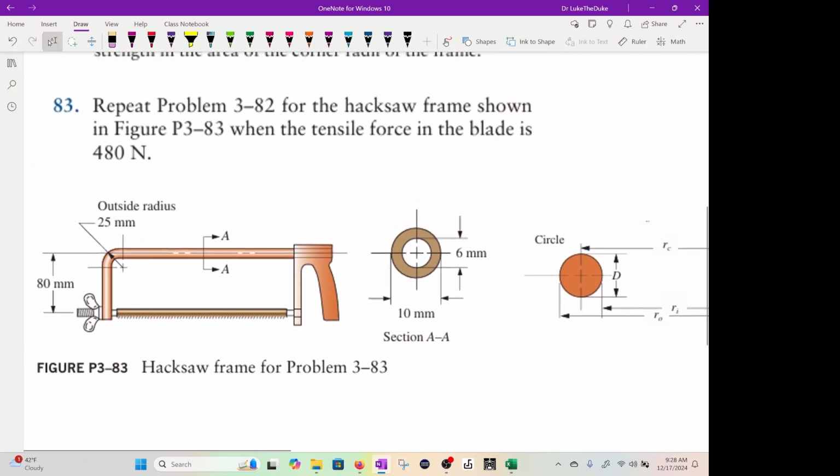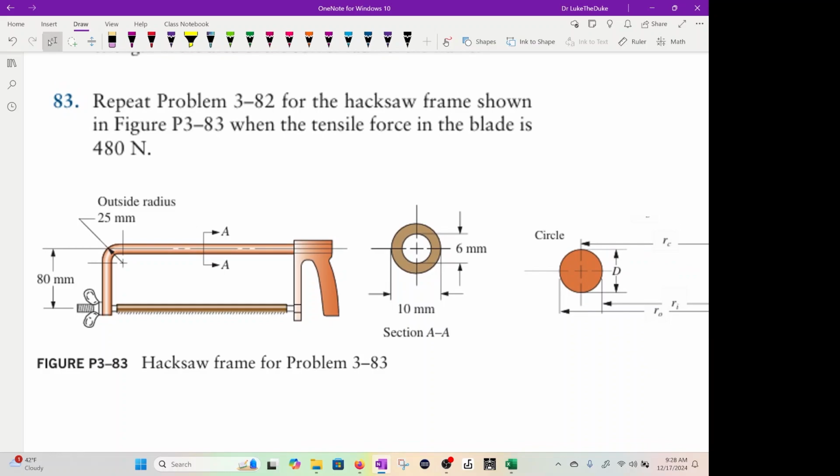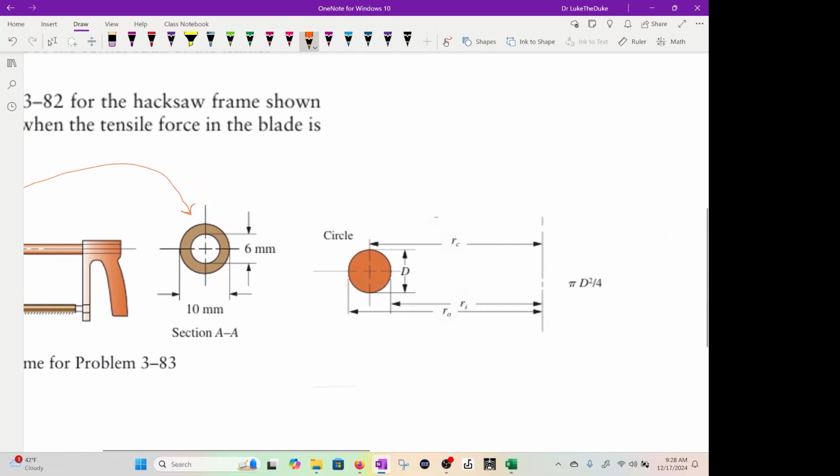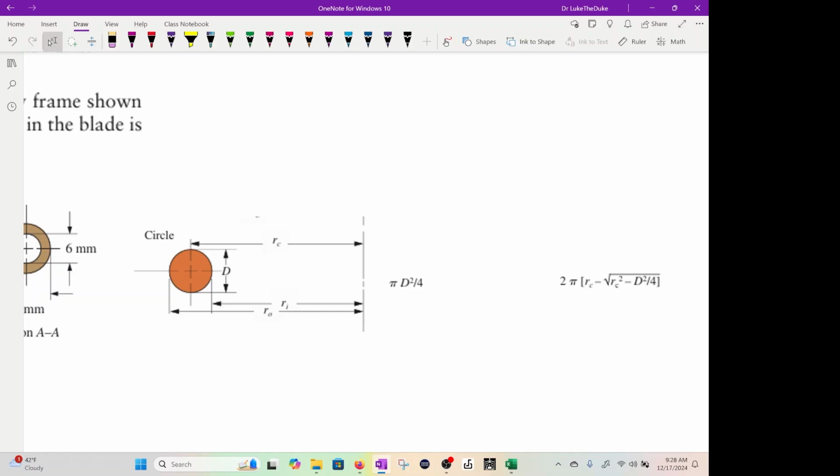So here's a saw. It's basically saying that there is 480 newtons being applied to tighten this, and it's 80 millimeters away from this curvature, and this outside radius is 25 millimeters, but this is a hollow tube where the outside is 10 millimeters and the inside is 6 millimeters. You're going to notice that we need to do an area shape factor for a circle, and this is the equation we're going to use, and this is your area.